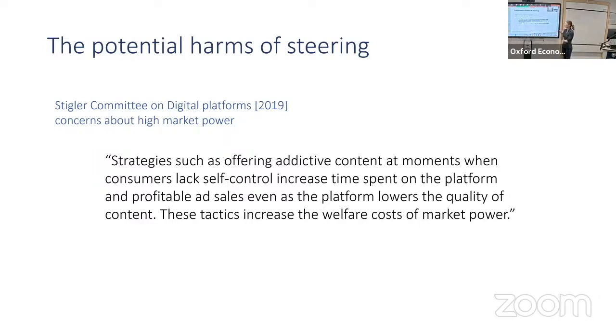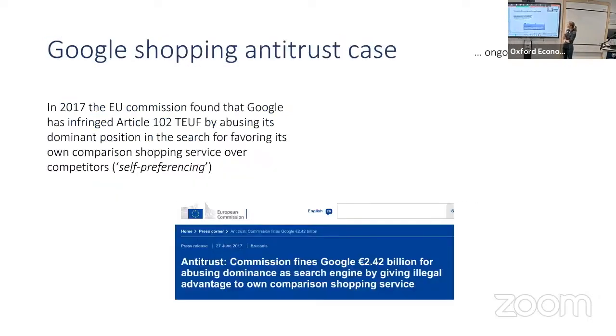Okay, so steering is central to issues of market power in digital economies. And here I want to quickly highlight the Google Shopping antitrust case, which is one of the biggest antitrust cases in Europe. It's been ongoing since 2010. And in 2017, the EU Commission found that Google has infringed this article by abusing its dominant position in the search market for favoring its own comparison shopping service. And it's a huge fine, right? $2.4 billion. These are huge cases. It's really a big deal.